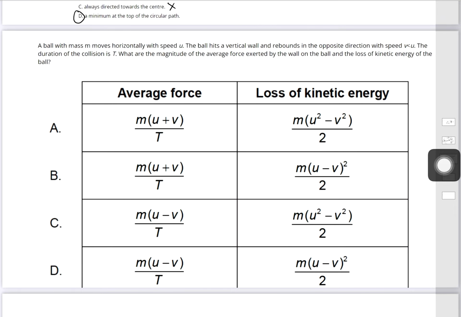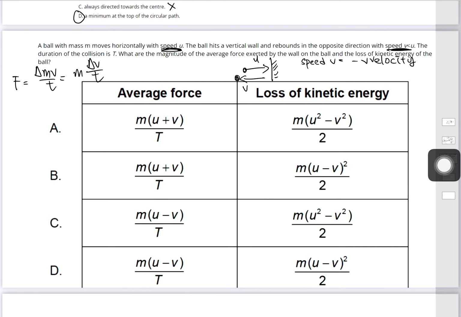And you want to find the magnitude of the average force exerted by the wall and the loss of KE. So we know that force is delta mv over t, in this case, m delta v over t. Because it is given in speed u and speed v, which are magnitudes, we need to put in the signs ourselves. So let's assume that this is u and this is the wall, and it travels back out at speed v, which means that speed v would actually be negative v velocity.